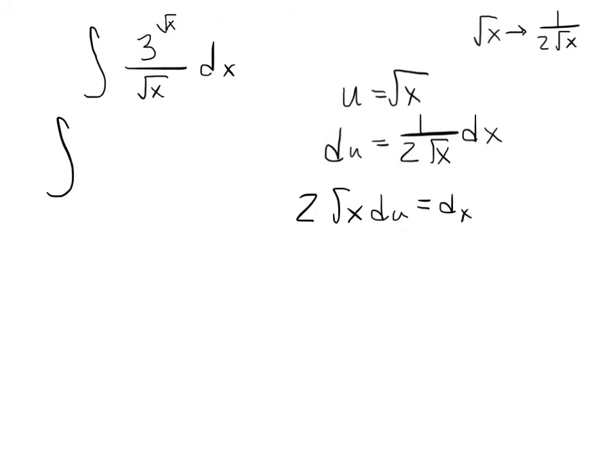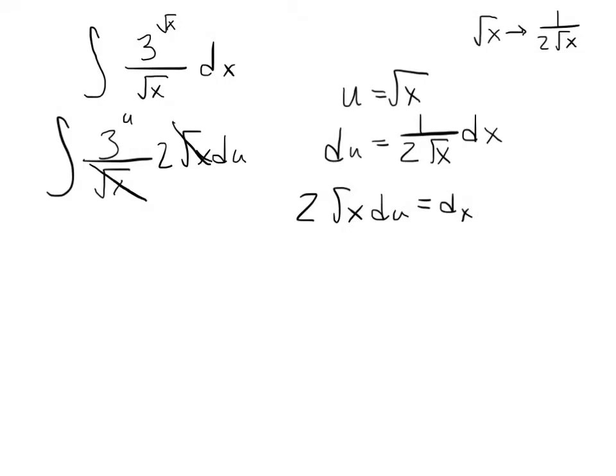So when I come back to the problem and plug this in, I'm going to have 3 to the u over, and I'm going to leave the root x here. I could have subbed that for u also, but I know I'm going to be plugging in this 2 root x du. And so I'd like to leave it there so that it will eliminate with that. Right? And then I've got this constant of 2.